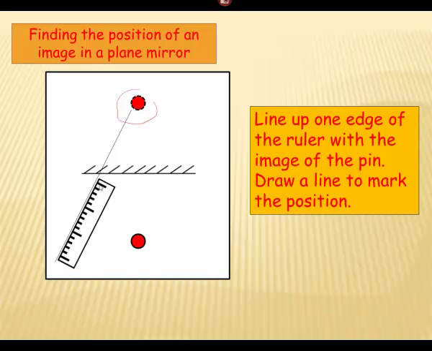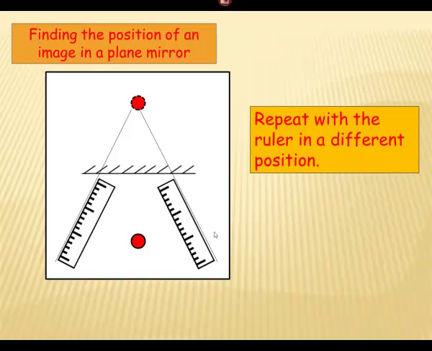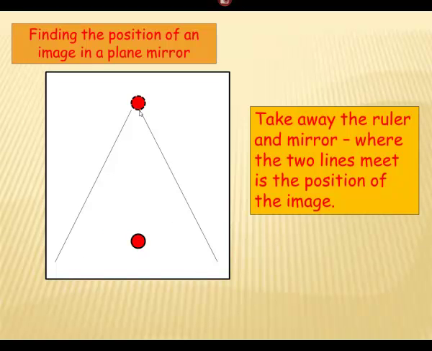We then go to the other side of the pin and do exactly the same thing, repeating with the ruler in a different position. You look along the edge, you have to get right down here, eye level with this, and you draw another ray coming in here. Now, if we then take away the ruler and the mirror, and we join these two lines up here, we've got the virtual position of the image. That's where we perceive the image to be coming from.